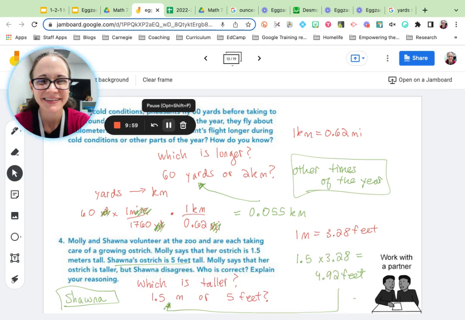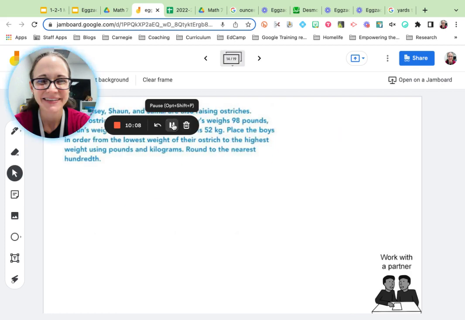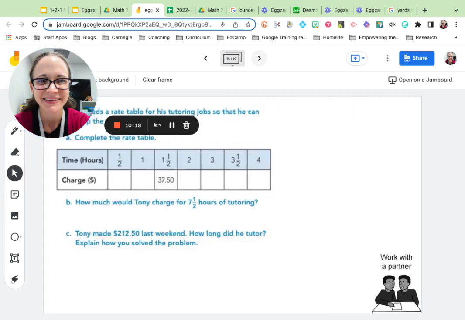So we can see how being able to use complex ratios to compare rates allows us to answer real world problems. Once again, it is your lucky day because you are going to skip this next problem about ostriches. We've been talking a lot about ostriches, and I'm going to let you skip that one.